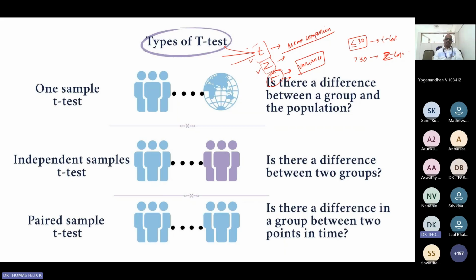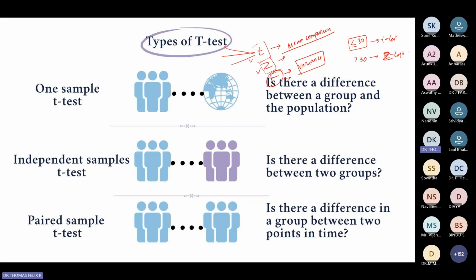Anyhow, the intention of the t-test is to compare the means. So what are the types of t-test? Generally there are three different types. The first one is the one sample t-test. The second one is the independent sample t-test, or two sample t-test. The third one is the paired sample t-test. Quickly, I'm going to narrate the basic difference between these three.